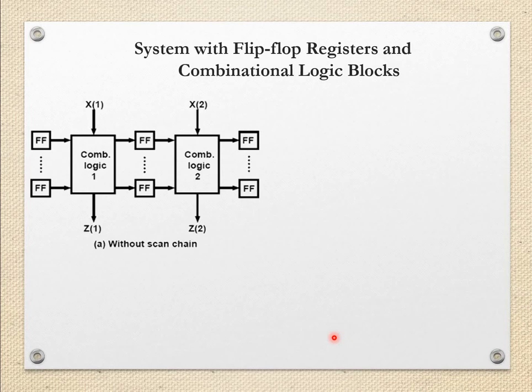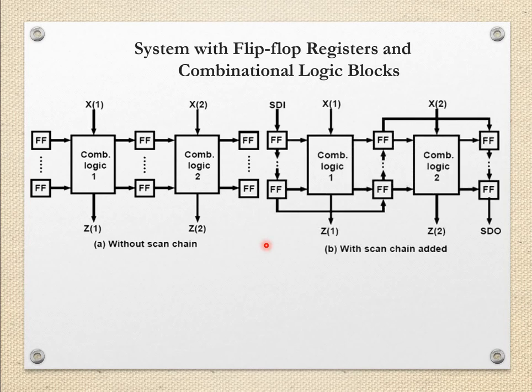To have the scan chain architecture, some modifications are done in the hardware itself, and after modification we'll get this type of structure, in which the combinational logic block will not have any change.